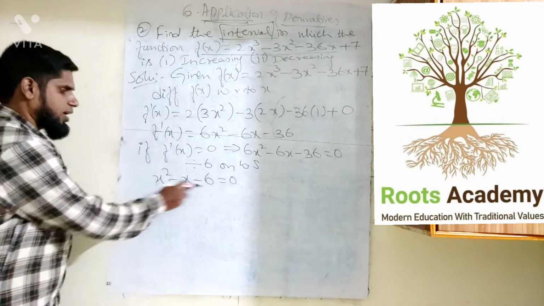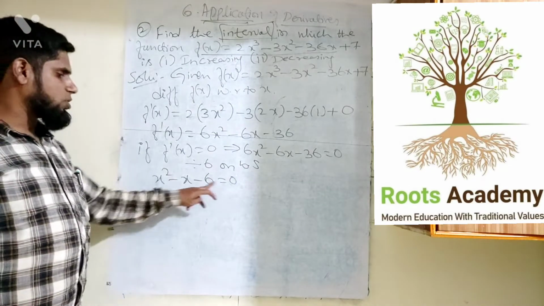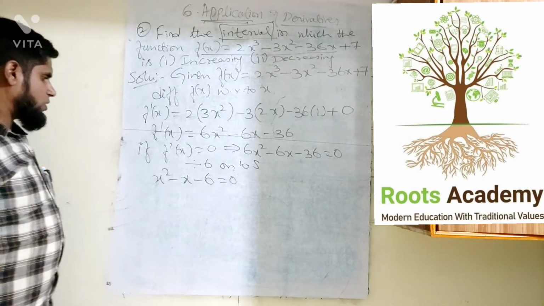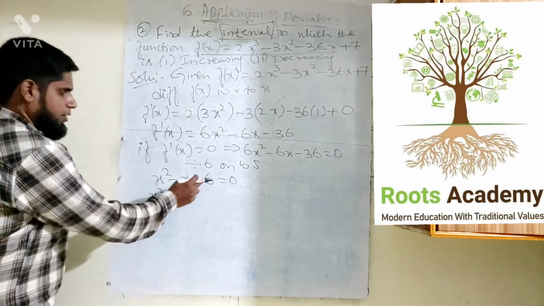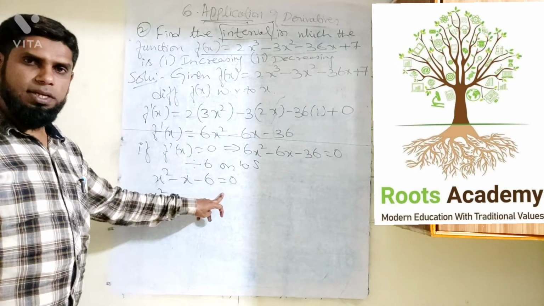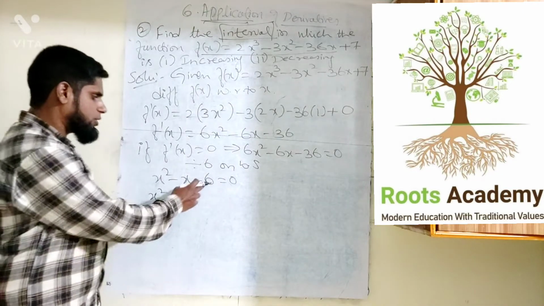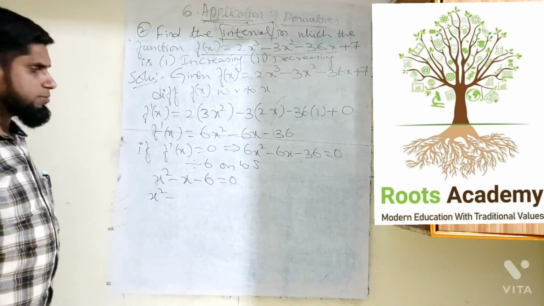Now I must factorize this because it is a quadratic equation. So I know that there are two values of x here. So what could be the factors here? For x squared, if I multiply any two numbers, I should get minus 6 as the answer. If I add the same two numbers, I should get minus 1.